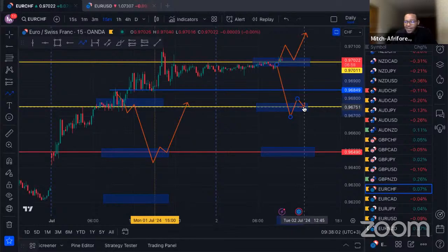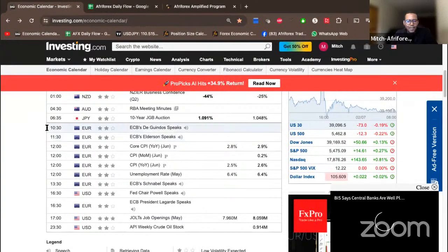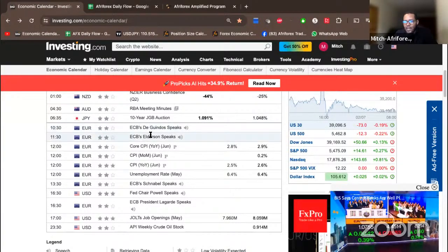Then once the news events come out, remember, those news events are coming out at around 12. If we go back, you can clearly see all the euro fundamentals. Even though there's 10:30 and 11:30, those are just speeches, but the main news events are coming out at 12. So you have CPI and unemployment rate. That could be the catalyst for actually moving your trade.